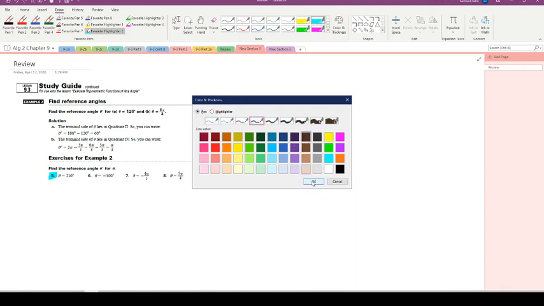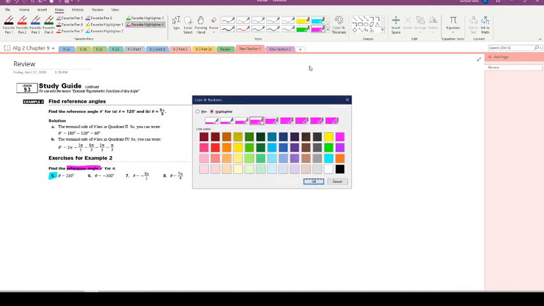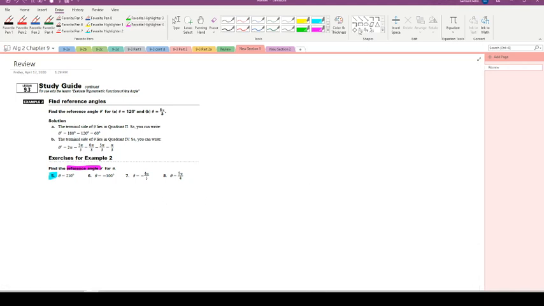Let's take brown. Remember, in order to do this, first we have to draw the angle because it says find the reference angle. Let's highlight that because that's important. A reference angle is related to the x-axis. So the first thing we have to do is draw out your xy plane, which I'm going to draw right here.